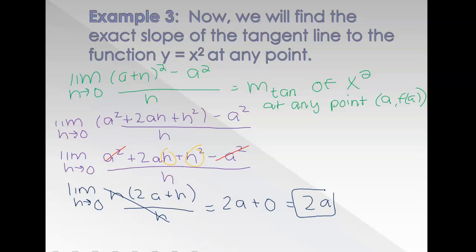So what that means is that at any particular point on the curve x squared, the slope will always be 2a, where a is any point on the curve. The slope will always be 2a, where a is any point on the curve.